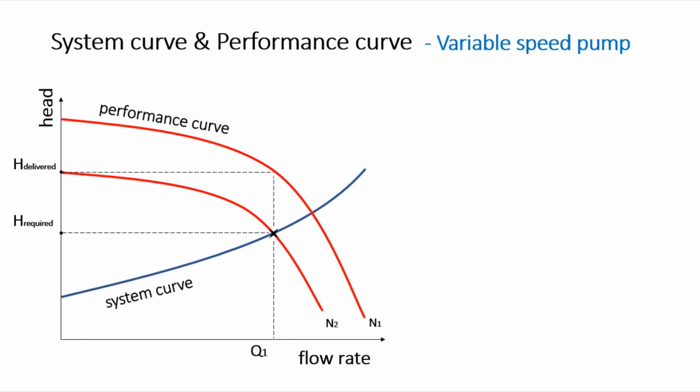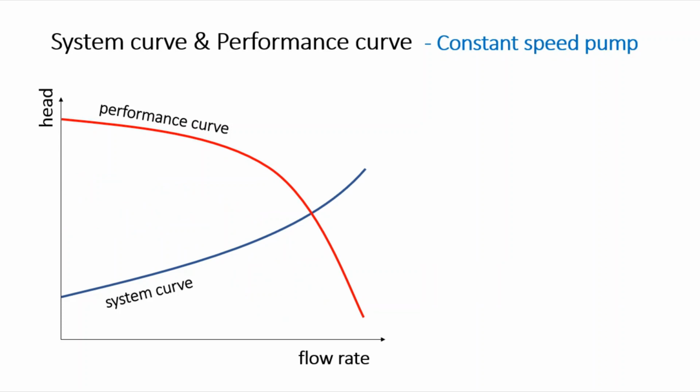So variable speed pumps can deliver exactly what the pumping requirements in the system are. And by changing the pump speed, we will shift between the performance curves and we will be able to meet our exact system requirements at different flow rates. And there are many advantages of variable speed pumps. The major one is its energy efficiency.